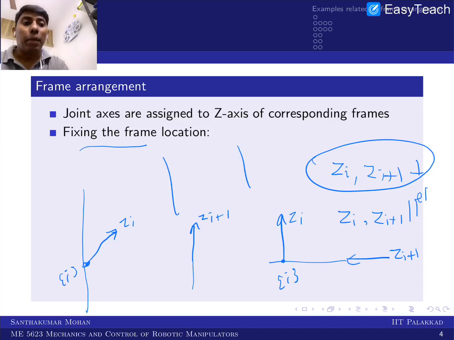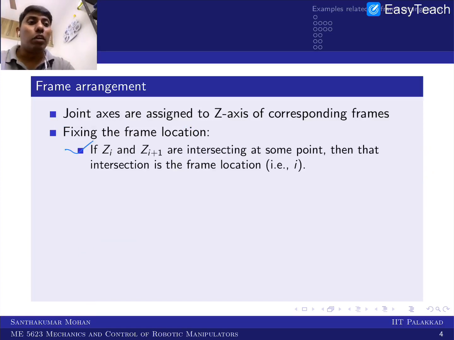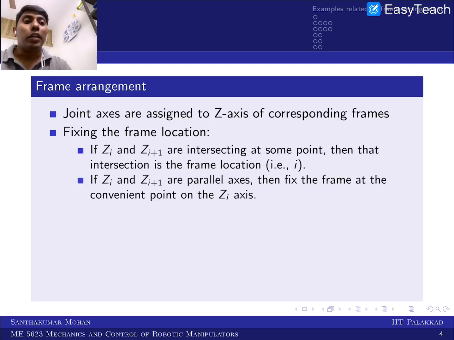If these two are parallel, then you have a common normal at several locations, right? Then we can choose appropriately what to take on the zi axis, that is the ith frame. Now you can see that for fixing the frame location you have got clarity. If these two are intersecting at some point, then that intersection is the frame location. If the intersection is not happening, then you can move across on the single plane where that intersection will happen. That again would be the frame i. If these two are parallel, then there are several possibilities, so we have to appropriately choose the point. That is what we call the frame location.